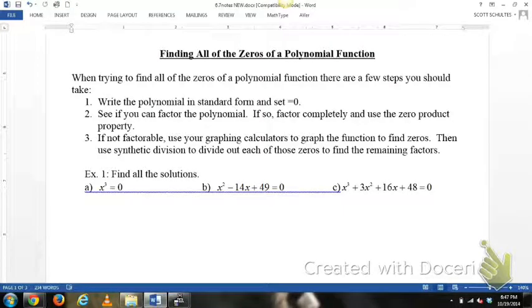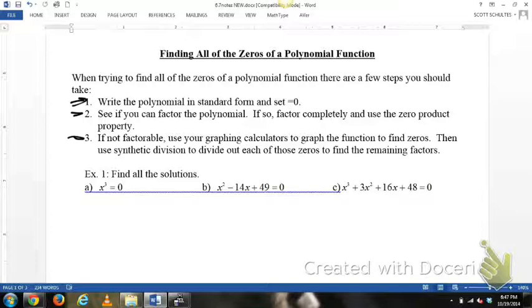From here, these are very important steps that you're going to follow for pretty much the rest of the chapter. They will help you find all of the zeros of a polynomial function. It is really important that you write these 3 steps down and have them down pat so that you can solve these problems. I'm going to work through a few examples with you so you know how to apply them.